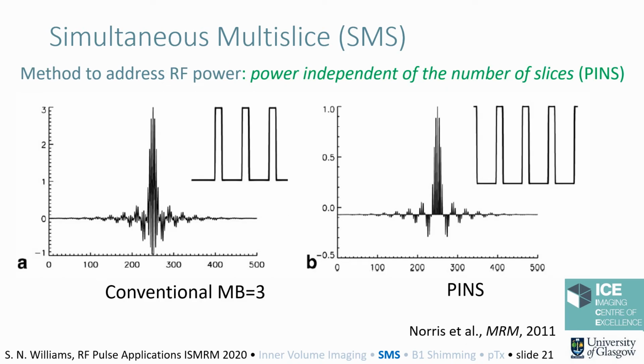Meanwhile, other SMS methods more directly address the increased power deposition with multiband imaging. The power independent of the number of slices, or PINS, approach does this by convolving a conventional slice-selective RF pulse waveform with a Dirac comb function, which generates a periodic series of slices.